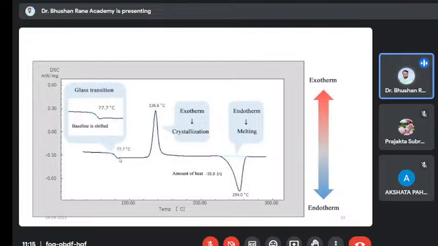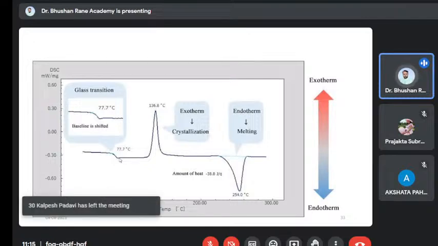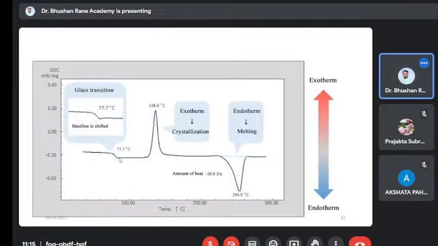So if that glass transition temperature is shifted from that particular value to the next value, it indicates that the drug has interacted with the polymers. Okay, so here in this example the glass transition temperature is 77.7 degrees Celsius. Many molecules, when they melt, absorb heat or evolve heat, so they may undergo exothermic or endothermic reactions.